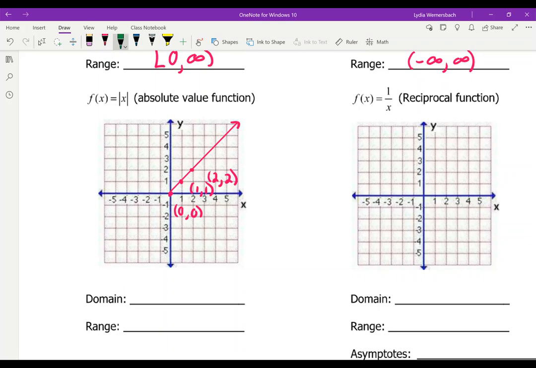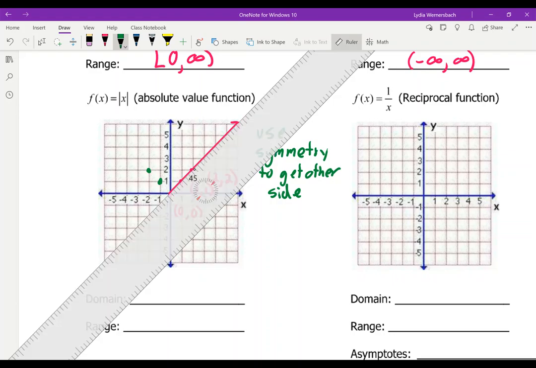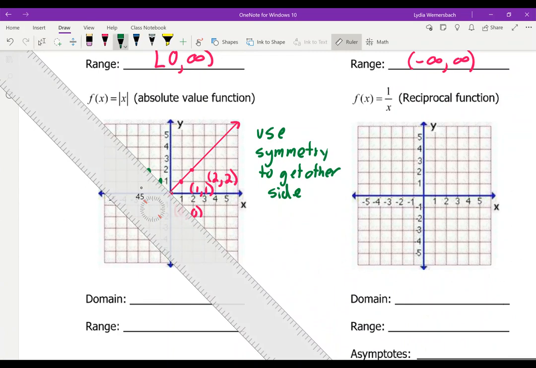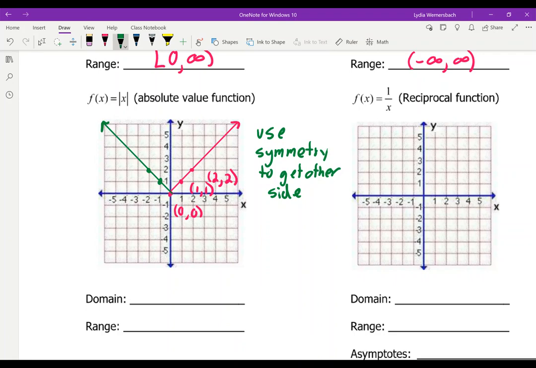So we can, again, use symmetry to get the other side. So again, it is going to be -1, 1, -2, 2, and so on and so forth. And so it should end up looking like a V, which again, we hopefully know that it looks like a V. Because again, everything should be positive. That's why all of the Y values are positive.